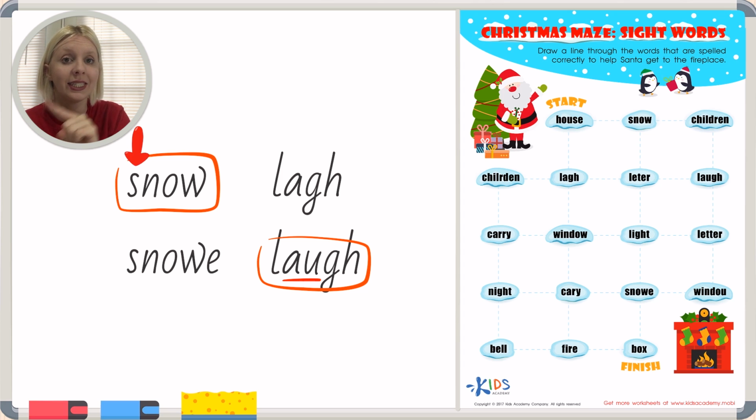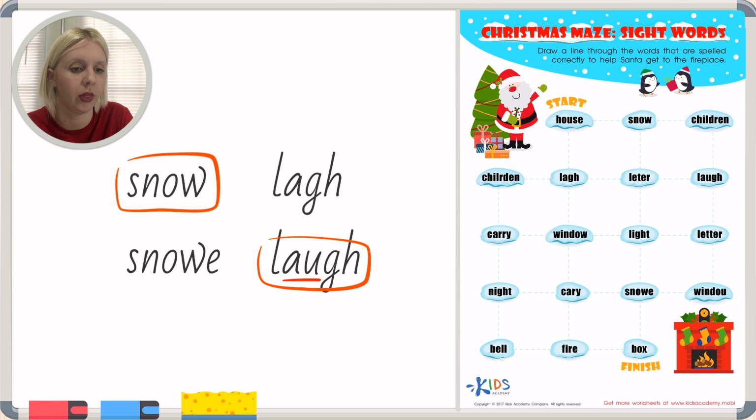Here we go. S-N-O-W, snow. Let's do it again. S-N-O-W, snow. Let's do laugh. Are you ready? Here we go. L-A-U-G-H, laugh. L-A-U-G-H, laugh.